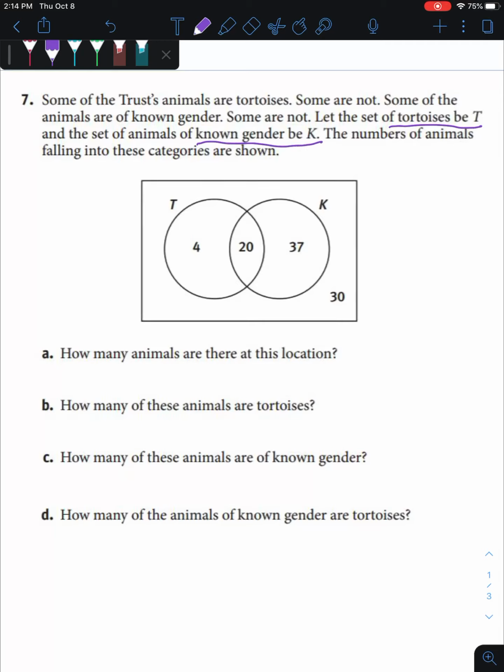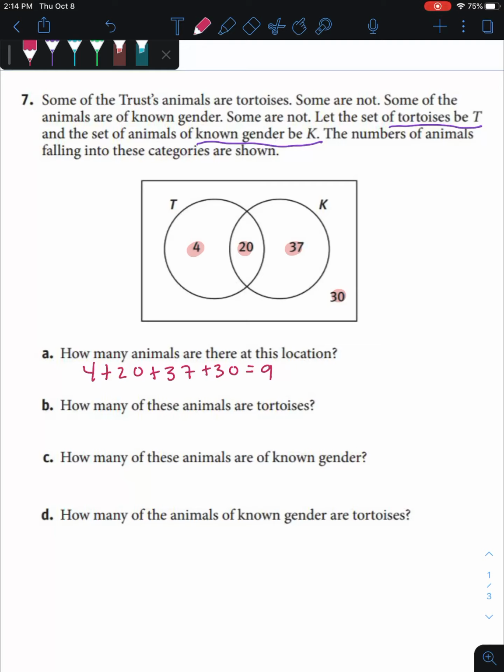So how many animals are there at this location? To find this, I'm going to add all of these numbers from the Venn diagram. So 4 plus 20 plus 37 plus 30, and I get 91.